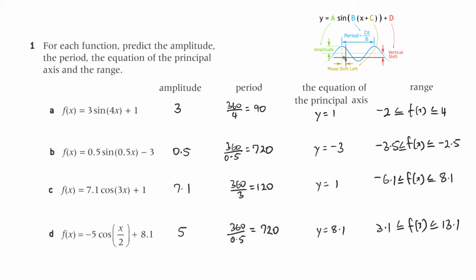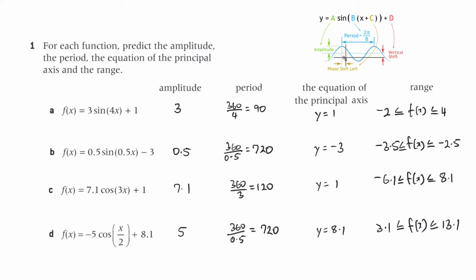The equation of the principal axis is the center line of this function, and it's this number here. So it's our D, that number there, and it's the vertical shift. This is plus 1, it's normally y equals 0, so it's got plus 1, so y equals 1. This is y equals minus 3, shifted down by 3. This is shifted up by 1, so y equals 1. This is shifted up by 8.1.